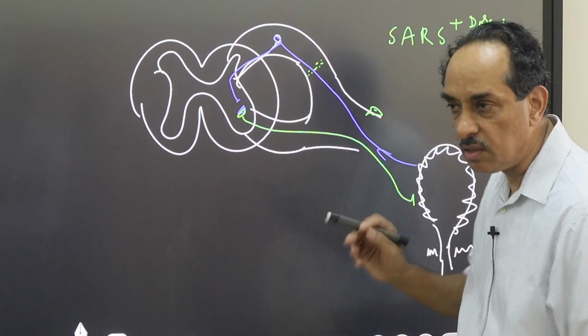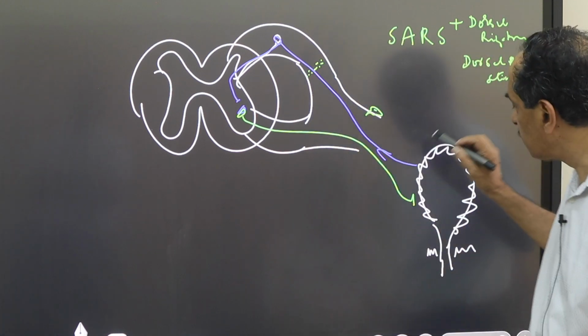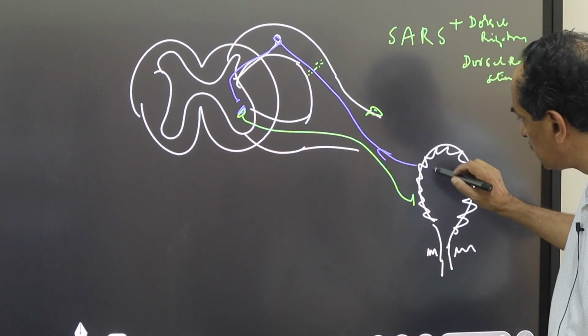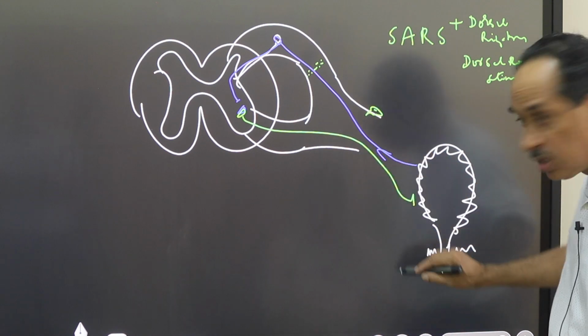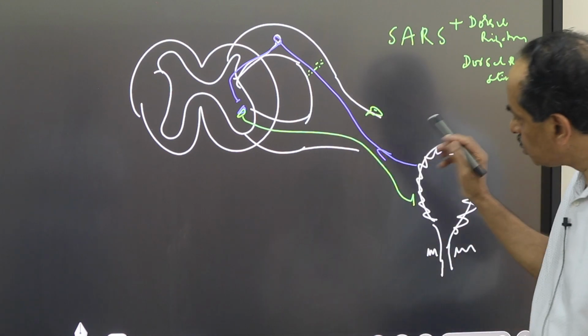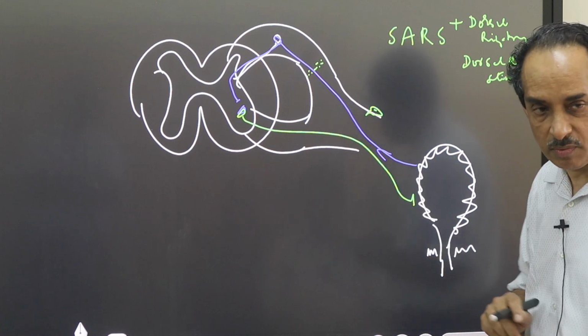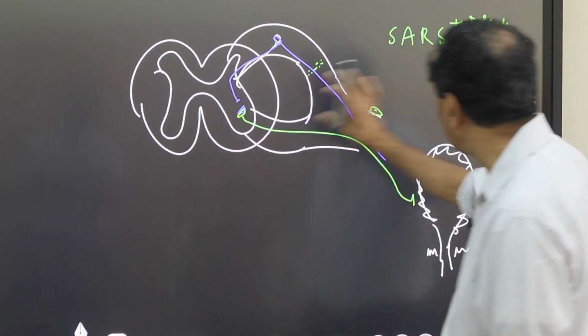Usually one root is used for micturition, and another root you can use for the bowel sphincter, so the bowel continence, and also to stimulate the sexual function in males. So multiple possibilities are there.